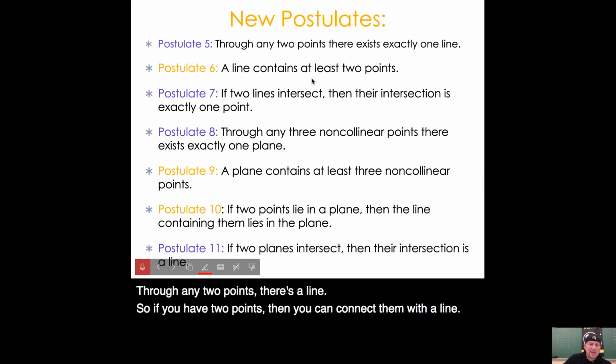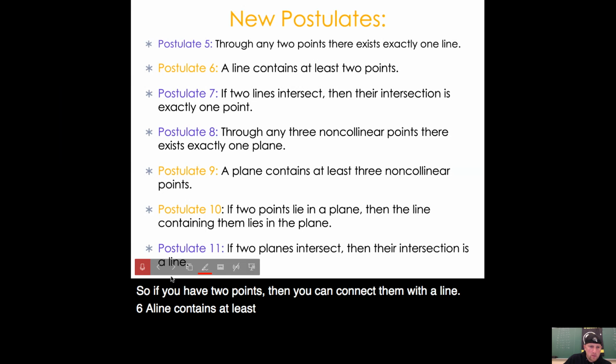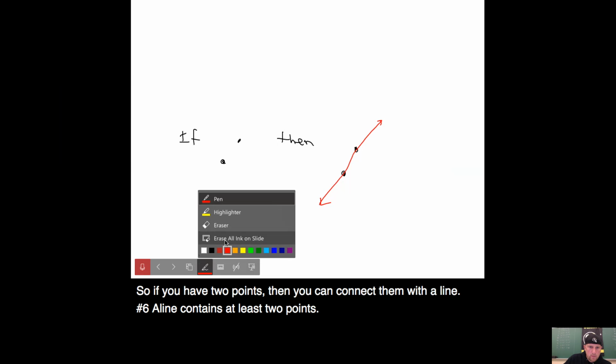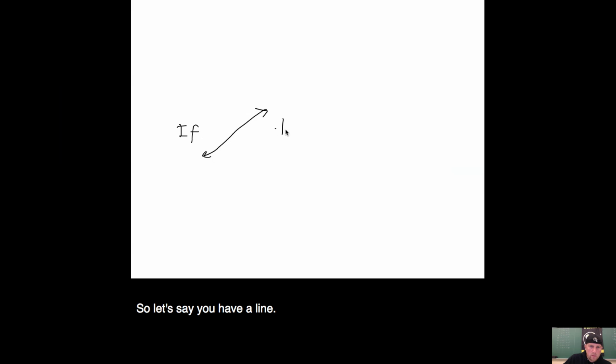Number 6, a line contains at least 2 points. So let's say you have a line. How was that line formed? Well, it was formed by at least 2 points. So if you have a line, then you have at least 2 points on the line.